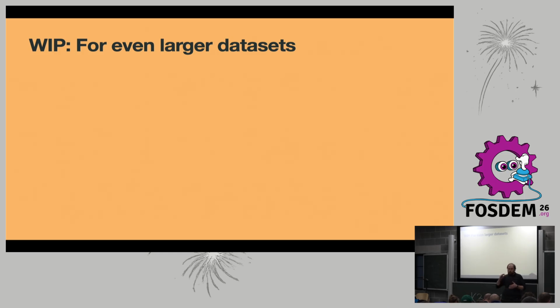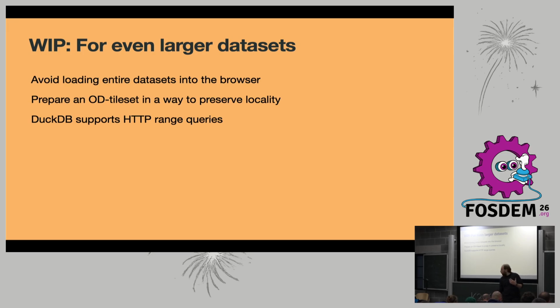So for even larger datasets, DuckDB is already pretty powerful. You can have millions of rows in your OD flows table, and it will be good enough. But what if you have many attributes or small temporal buckets? The number of rows in your flows table will multiply very quickly, and at some point it will be too large to load the entire thing into the browser, and you want to avoid that. What you can do is prepare your dataset in a way so that you only fetch the parts which you currently need for the current viewport, right?